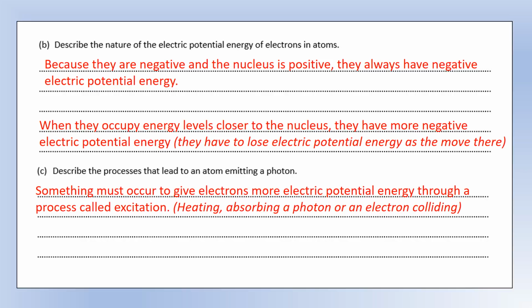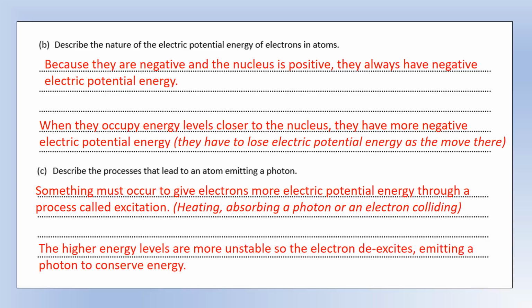If you have some process that gives electrons more potential energy, so you might heat them, they might absorb photons, you might collide an electron into them, they move up to a higher energy level, and that's called excitation. And then to produce a photon, what they do is they de-excite, because being high in energy is unstable. Everything in the universe is trying to get to a lower energy level, and to conserve energy, it must emit energy in some form, and that is in terms of a photon.